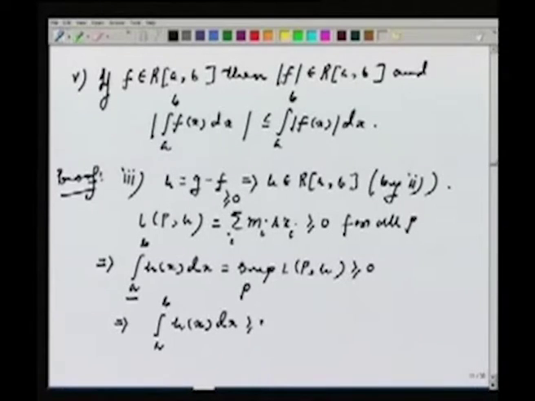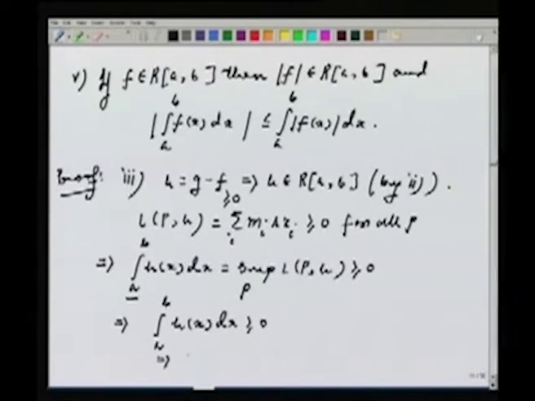Well, by the previous property, since f and g are Riemann integrable, I know h is Riemann integrable. So the lower Riemann sum and upper Riemann sum are the same, that is the Riemann integral. So the lower integral from a to b of h(x) dx is the same as the integral from a to b of h(x) dx. That's why I could write this. This is bigger than or equal to 0.